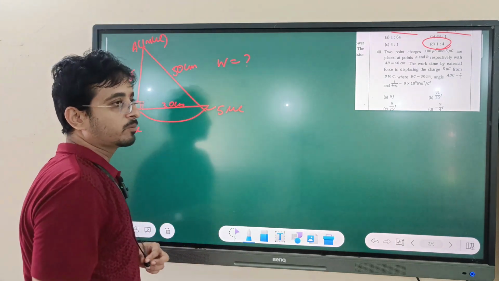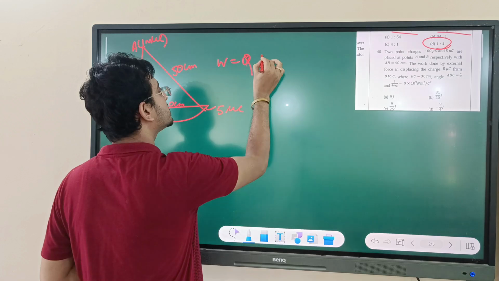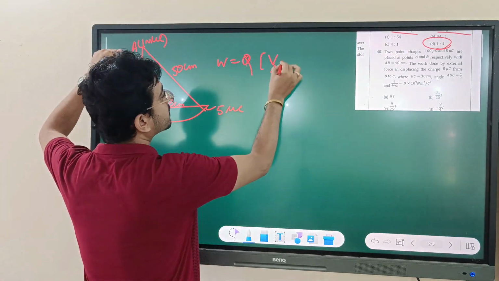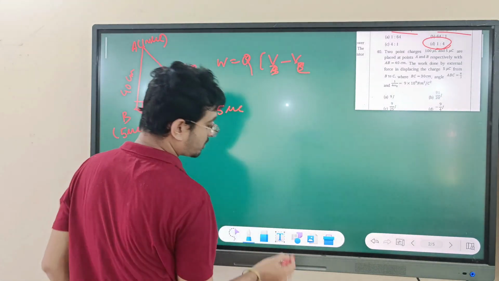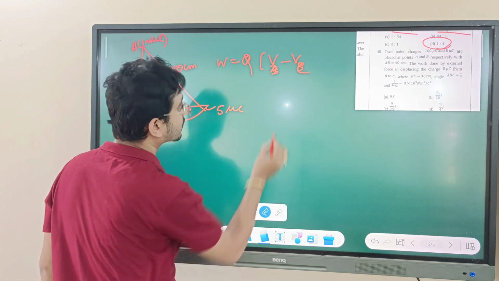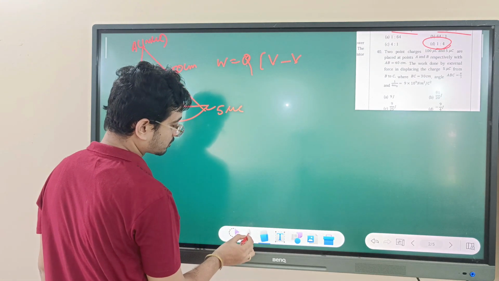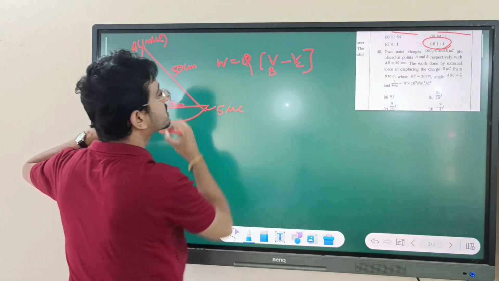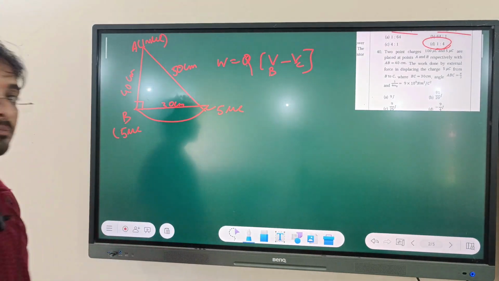We know that W is equal to VQ. W is equal to what? Q and potential difference. W equals Q times the potential difference between B and C. Q is what? 5 microcoulomb. So how can I find out the potential difference?